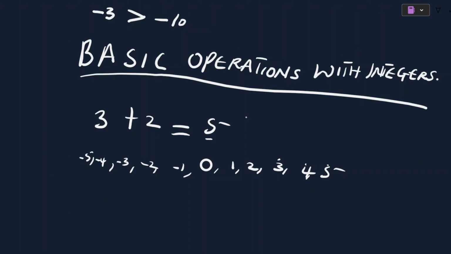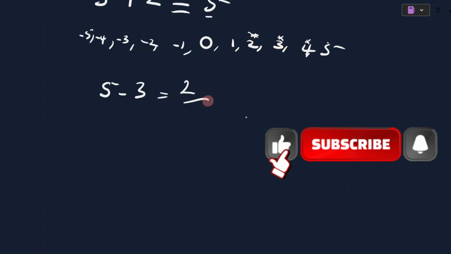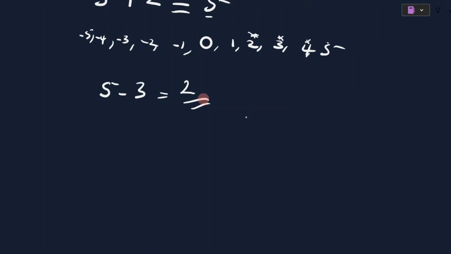Also, let's look at another example. This time around, we have 5 subtract 3. How do we get it? It means from 5 here, we subtract 3. That's we move to the left hand side, and when we do that, we have 1, 2, 3. Therefore, 5 subtract 3 gives us 2 because we are at the positive integer 2, if we move to the left hand side. This is our answer for 5 subtract 3.